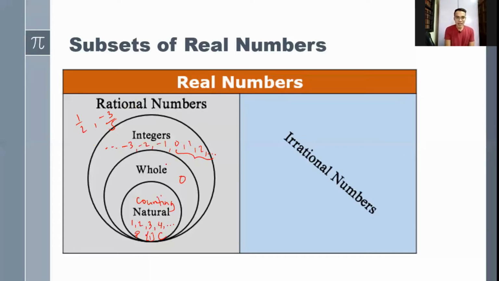Based on this, I can say that natural numbers are rational numbers. Whole numbers are rational numbers. Integers are rational numbers. Integers are sometimes whole numbers. Integers are sometimes natural numbers. Okay? And there are numbers that are not rational.